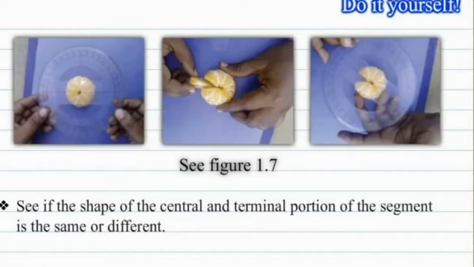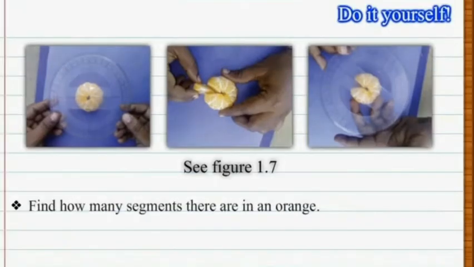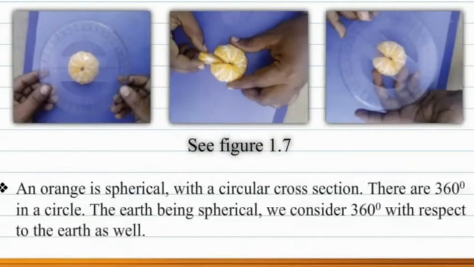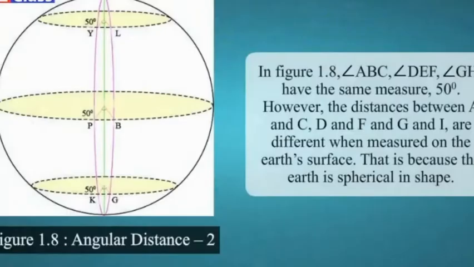See if the shape of the center and the terminal portion of the segment is the same or different. See if the angle of the gap is the same at all points. Find how many segments there are in the orange. An orange is spherical with a circle cross section. There are 360 degrees in a circle. The earth being spherical, we consider 360 degrees with respect to the earth as well.